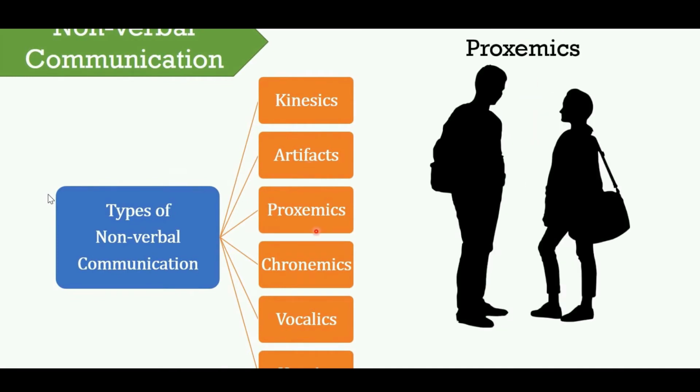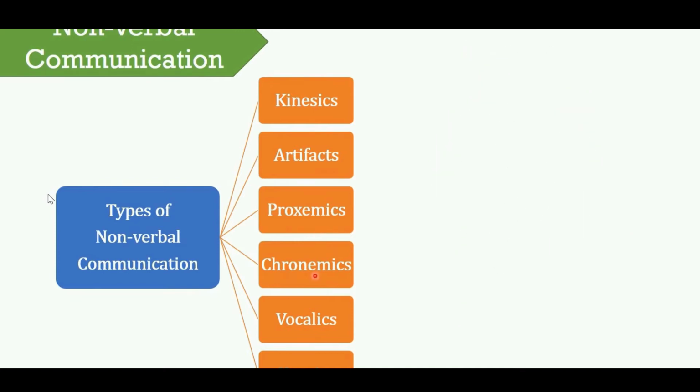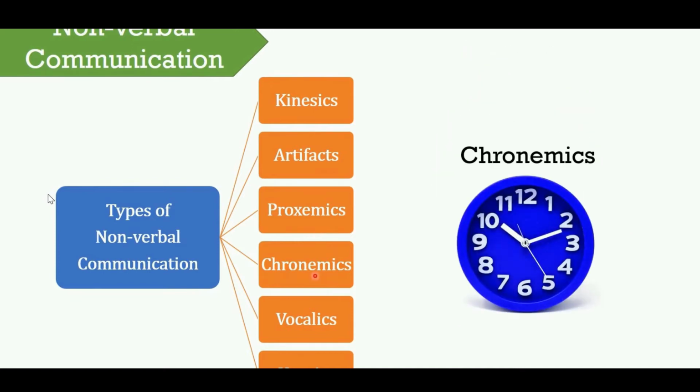Proxemics. The distance maintained by a person while communicating with another tells you a lot about their relationship. Chronomics is the use of time in communication. It tells you about how punctual or disciplined a person is, or how serious the person is regarding the matter.